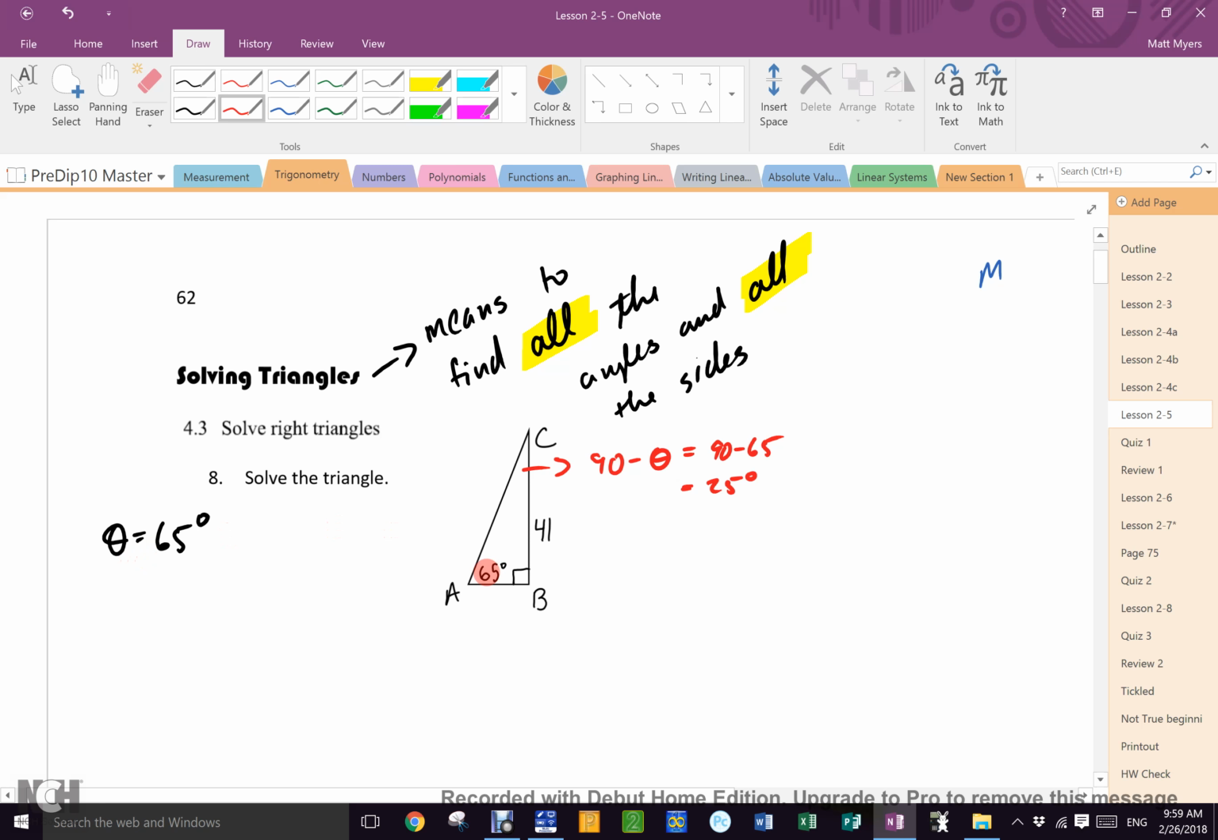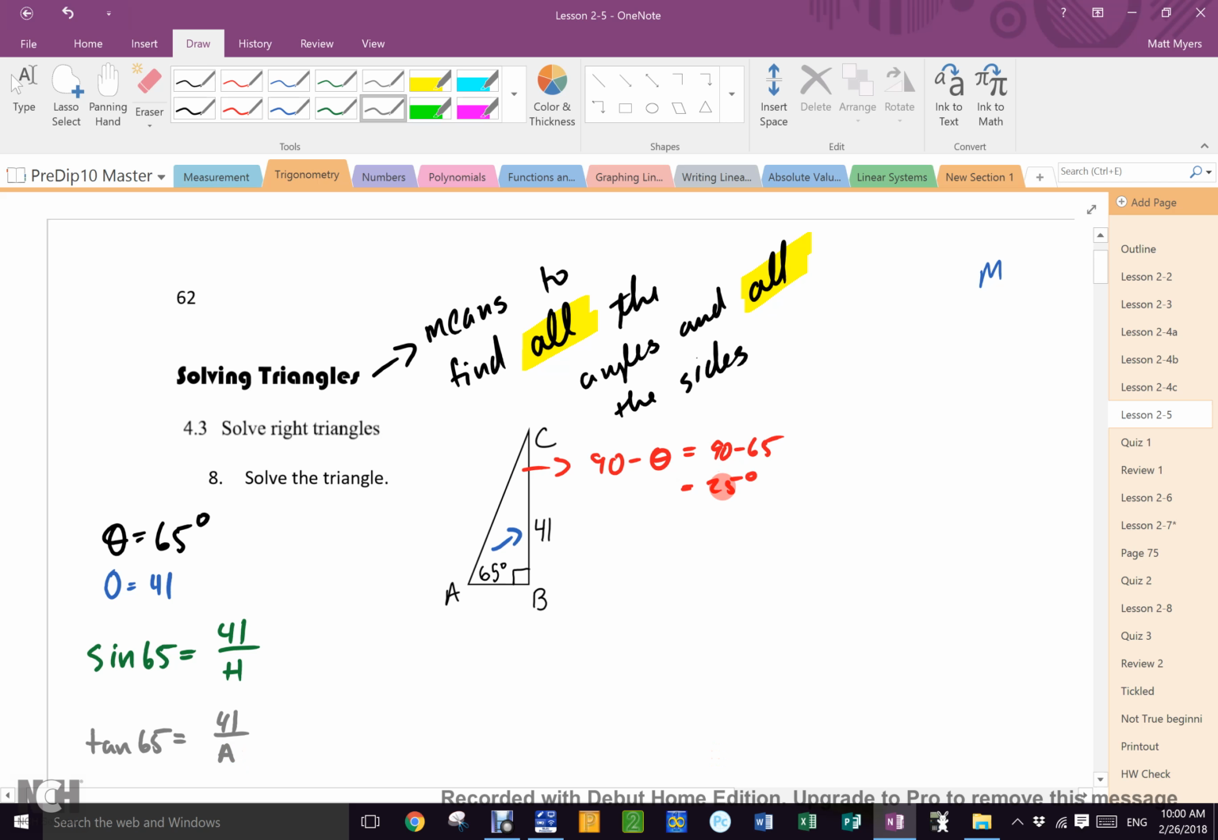So, if I'm going to make that theta, that makes that 41 what? Opposite. So I have an opposite of 41, right? Once I have an opposite, that means I can do 2 kinds of trig. What 2 kinds of trig can I do? What uses opposite? Sine and tan. So I can do sine of 65 equals opposite 41 over h. And I can do tan of 65, which will get me opposite 41 over adjacent.